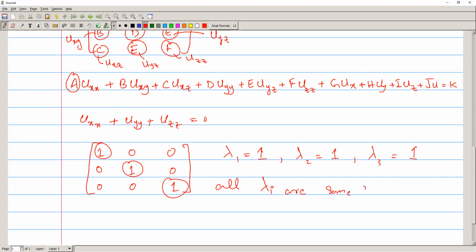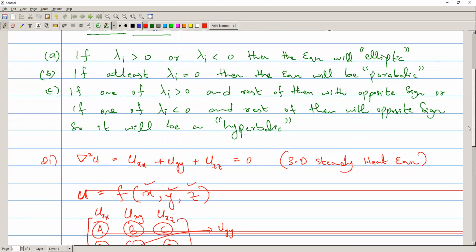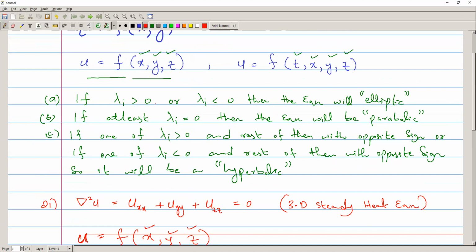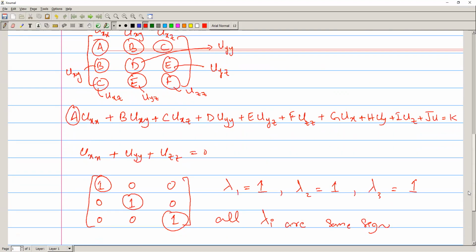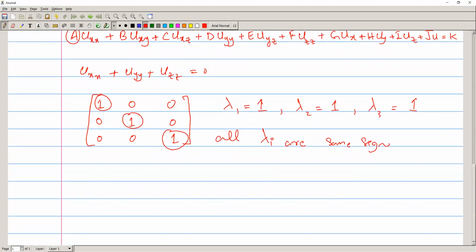So we can see that all the lambda i's have the same sign, right? In the upper part, we discussed that if all lambda i's are greater than 0 or all are less than 0, then the equation is of elliptic type. So it's simple. We can see that this equation is elliptic, right?